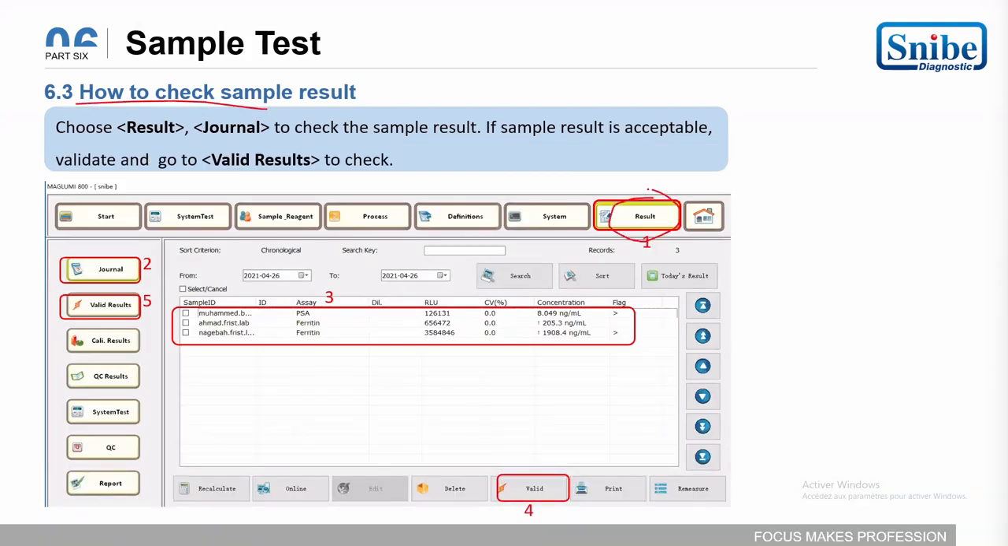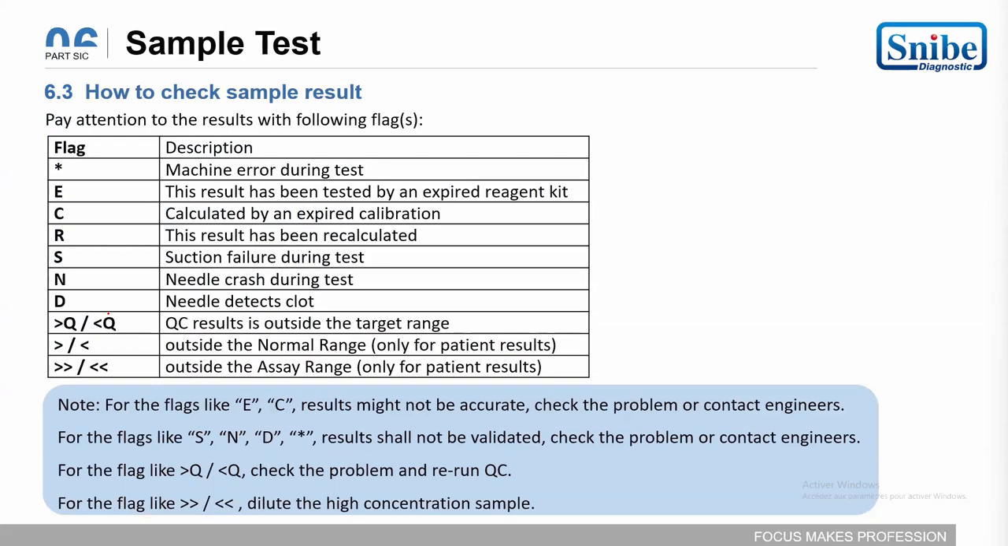You need to enter the results interface, Journal, similar to the quality control results. At first, the results will be displayed in Journal. But after you select them and validate, the results will be sent to the Valid Results interface and will no longer be displayed in the Journal interface. So if the end user cannot find the results in the Journal, ask him to check in Valid Results, because he validated them.